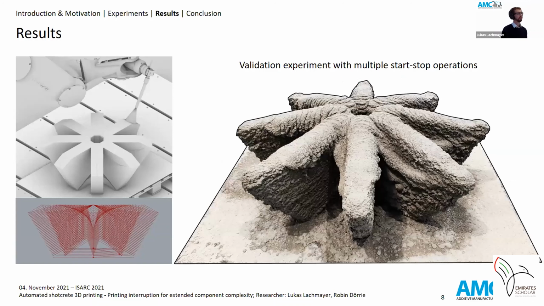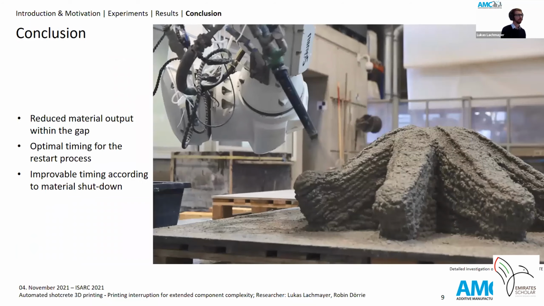And we then use these parameters to perform the printing of the initial component I showed. So the bottom part of the capital, on the left side, the CAD file and the printing path. On the right side, a picture of the final component as printed. To get a better understanding of how the printing was performed, I also brought a little video.